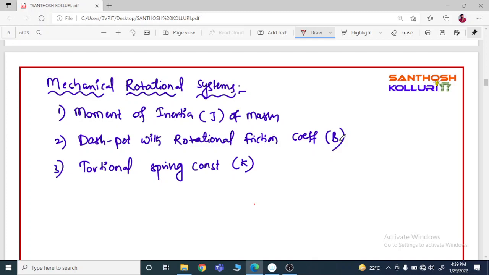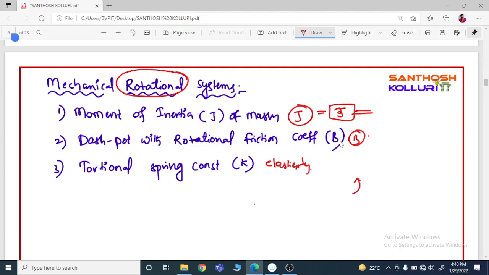The weight of the rotational system is represented by J. Complete weight of the rotational system is represented by J, and it is assumed that it is concentrated at the center of the body, as we have assumed in the previous method, mechanical translational system. Elastic deformation of the body is represented by the spring constant K, and the friction existing in the rotational mechanical system is represented by the dashpot B. As it is a rotational system, we are taking the rotational symbol like this.